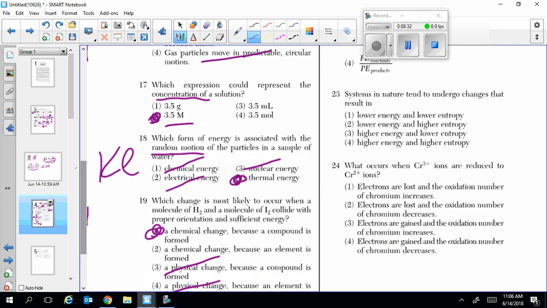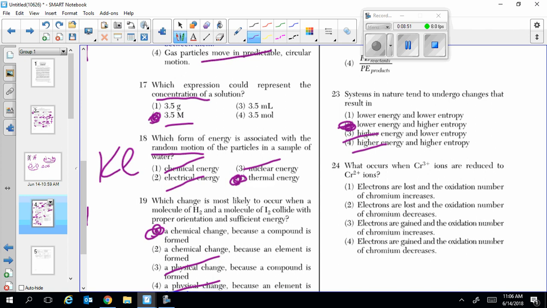Systems in nature tend to undergo changes that result in... All right, just think of your room by the end of the day. We are not going to have higher energy, we're going to have lower energy, and then entropy is going to increase. We're going to have more disorder. So things tend to go to states of lower energy and more disorder.